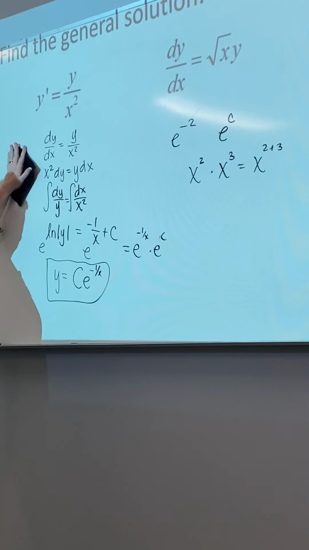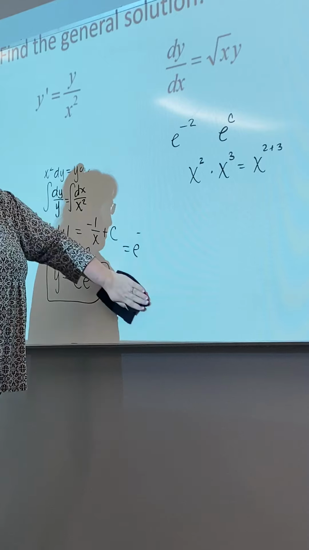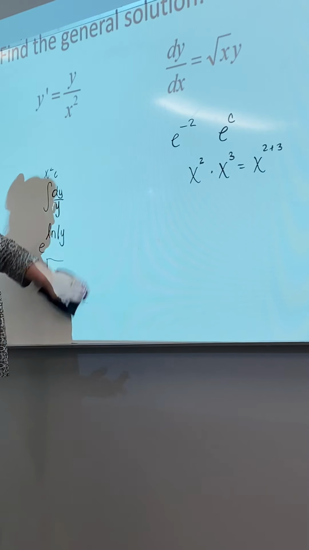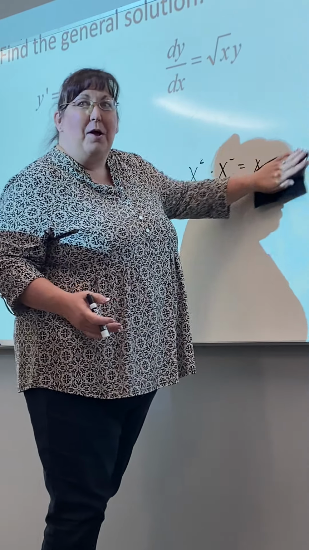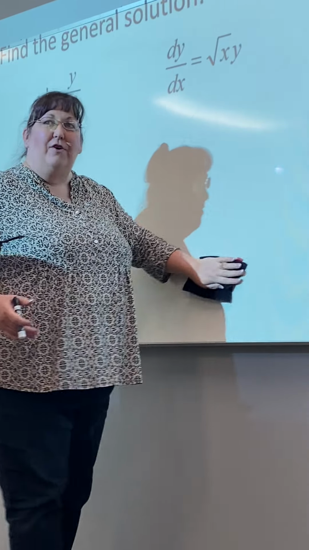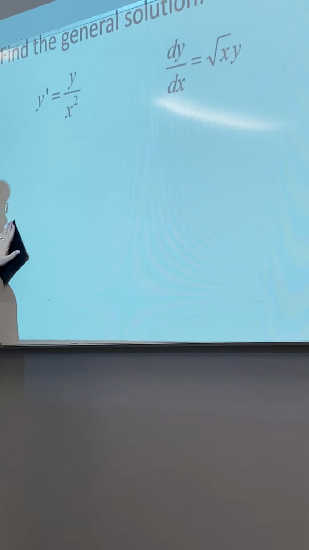To the negative 1. Okay, but then you would just put C in front. 1 over C is just another constant, like you said, you can do plus C or minus C. Right, but 1 over C, I'm talking. 1 over C is just another constant, so you wouldn't write 1 over C, you would just write C. But you could though.